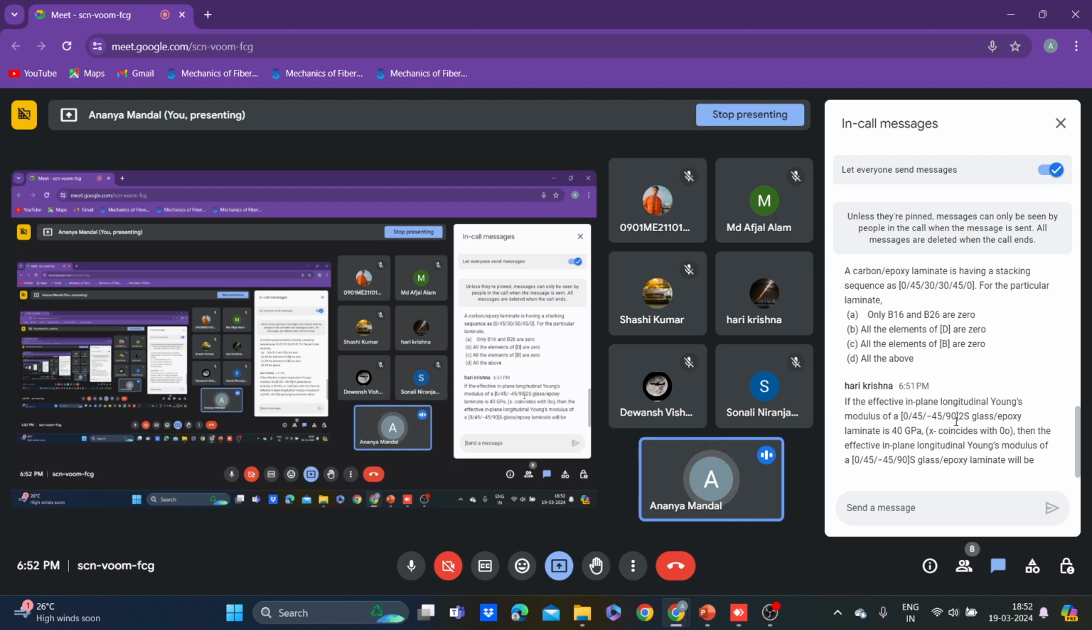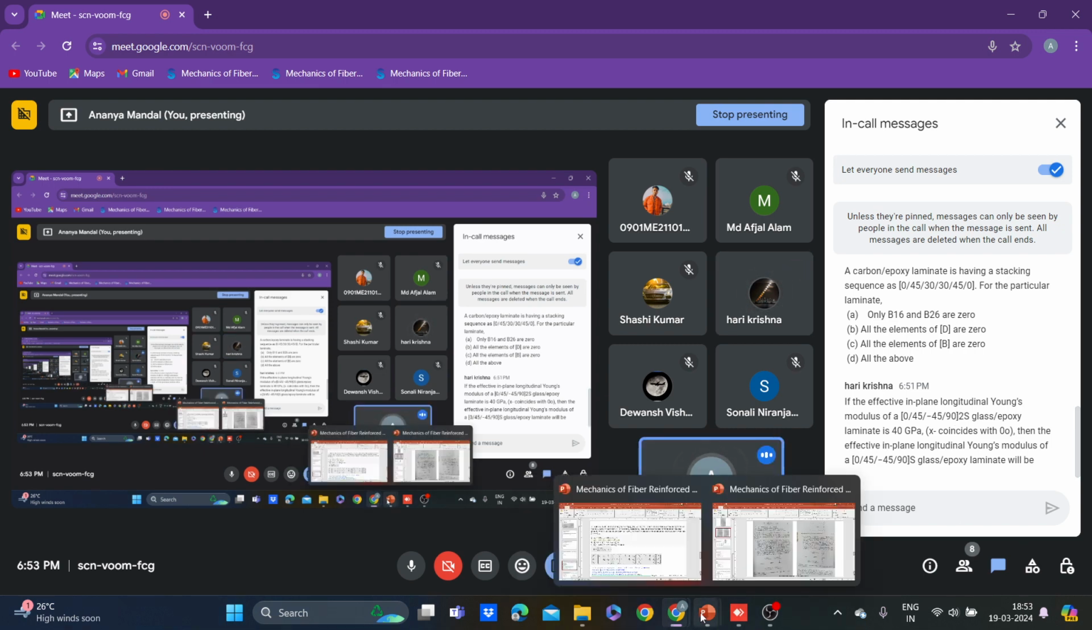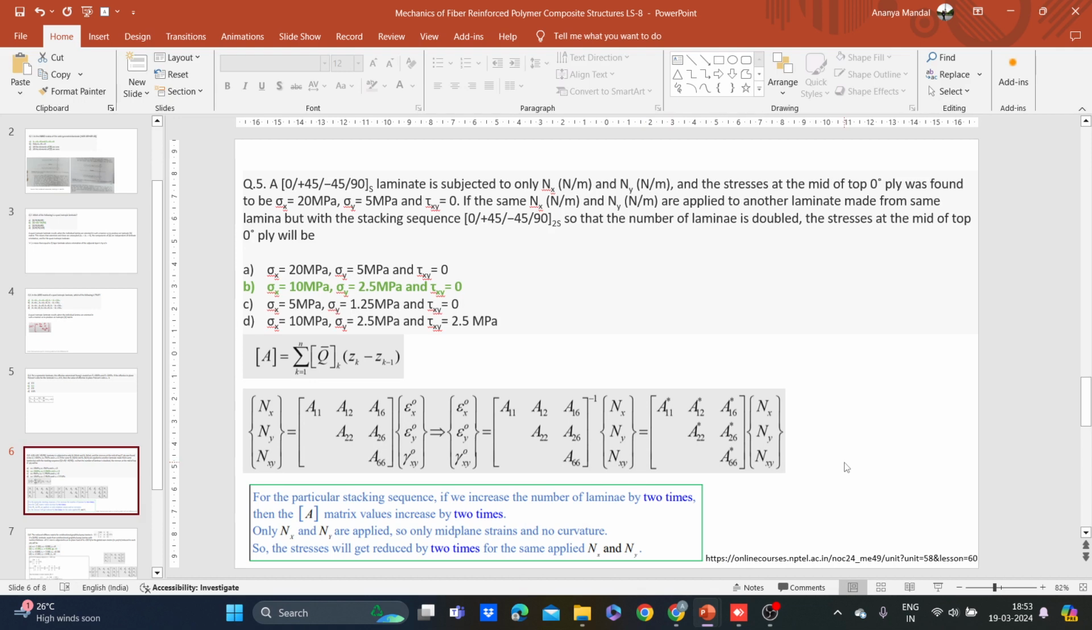So you will relate the A matrix with the same load given. The A matrix is directly proportional to your load and inversely proportional to your strain. So if the A matrix is getting half, A inverse will be double. So the strain will also double and stress will also double. So modulus will remain the same. That's what happened in this question, right? So if we have given Young's modulus 40, then it will become reduced to 20. Am I right, ma'am?